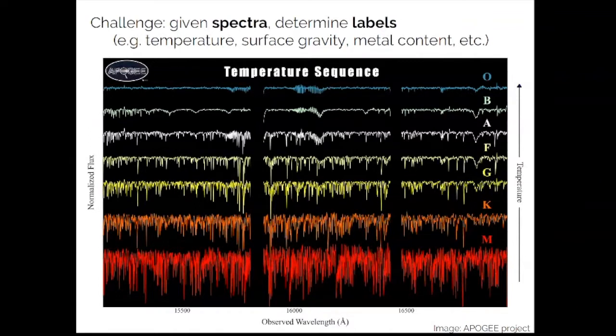You're looking at a distant star or distant galaxy. In this case, they're stars. And from these spectra, you want to be able to derive interesting scientific quantities. For example, the temperature of the star, the surface gravity, the metal content of the star, and things like this.